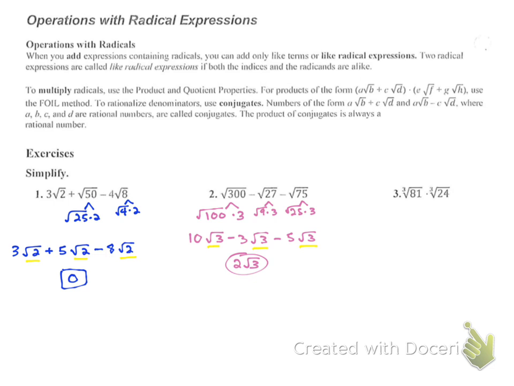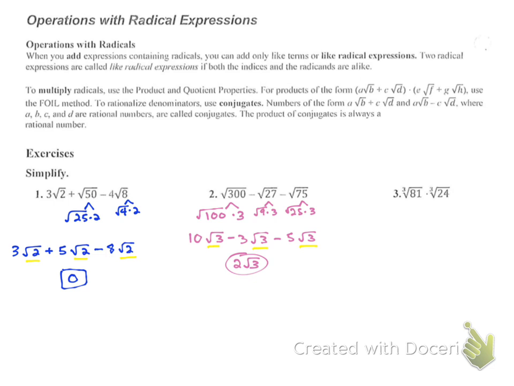Number 3, cube root of 81 times the cube root of 24. You can multiply 81 and 24 together and then simplify, but that's huge numbers, right? That's a big number. So, again, this is easier to go ahead and simplify and then multiply, okay?